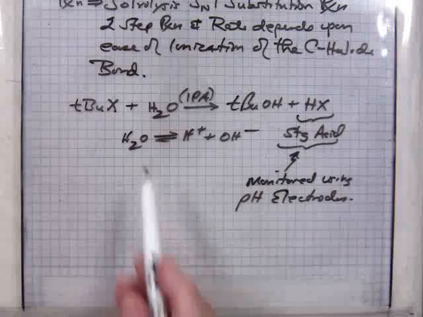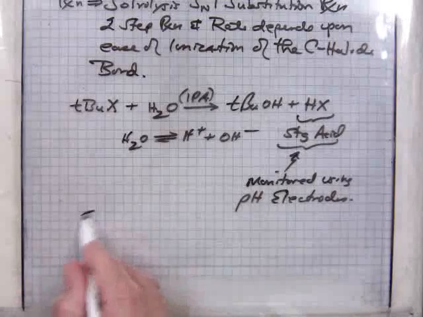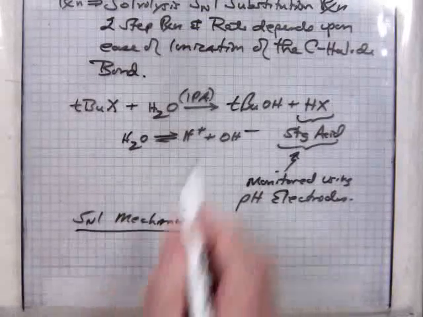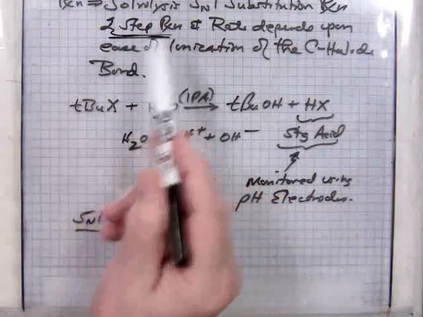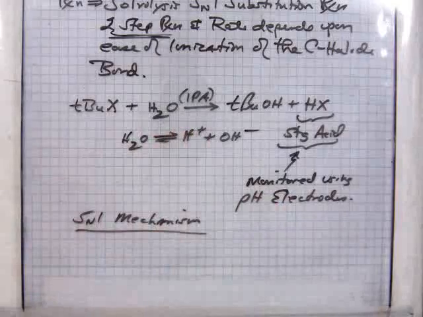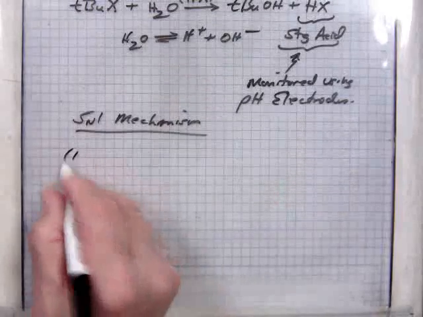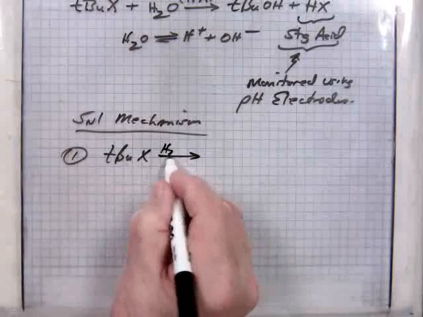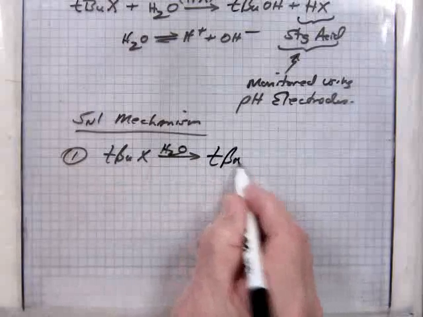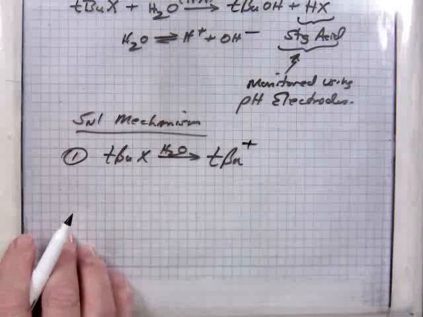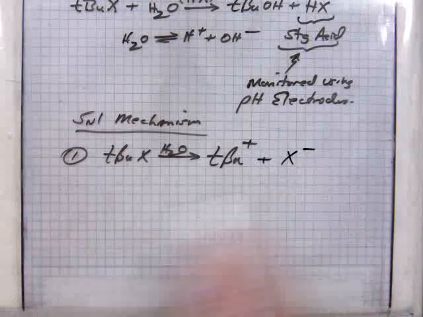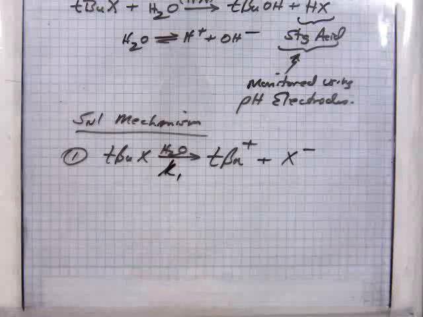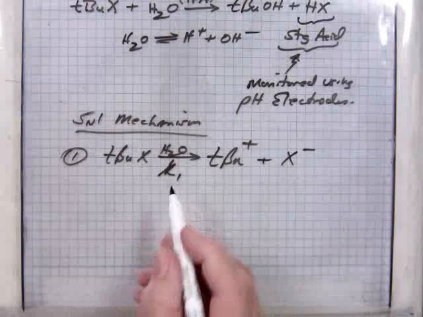Now, this SN1 reaction mechanism, just in passing, occurs in two steps, as I mentioned in the note above. In the first step, you have the T-butyl halide, and when you put it into the water, it goes to the T-butyl positive ion plus the halogen, like that. And the rate, K1, depends on the strength of the bond.